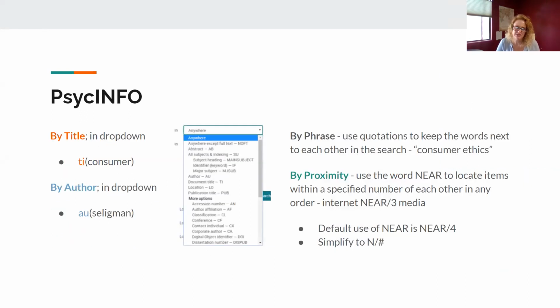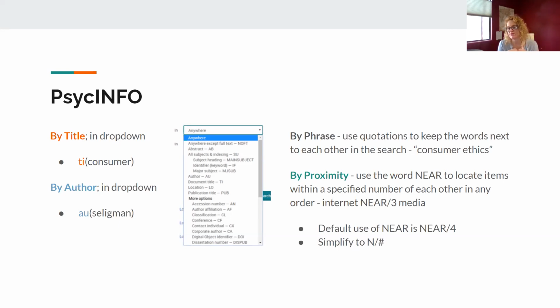Lots of other ways we can use PsycInfo. Some of the ways to search, like I said before, we always search in the big bar, but we don't always necessarily look at the thing next to the big bar when we're just searching. By default, it just says anywhere. But when you actually select that, you can see there's a monster of a list underneath of the different places you can search within. So whether you're trying to search for something with consumer in the title, it might look like a TI with parentheses, consumer inside, or by author.